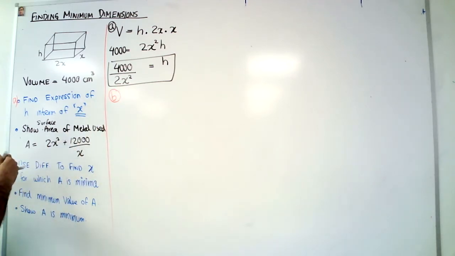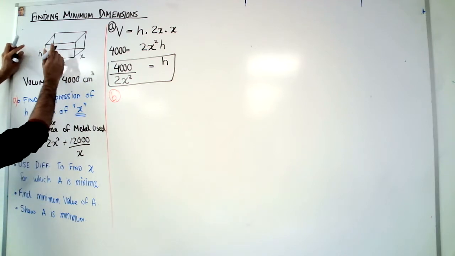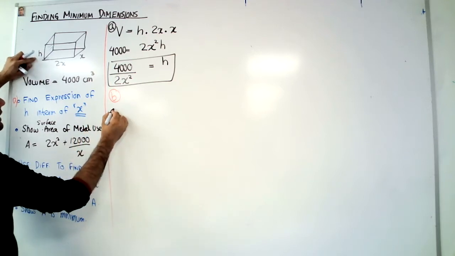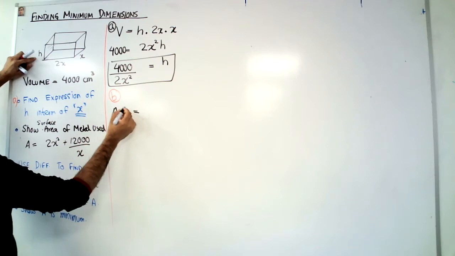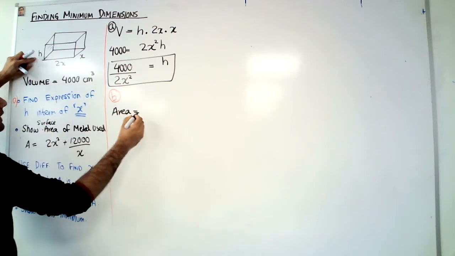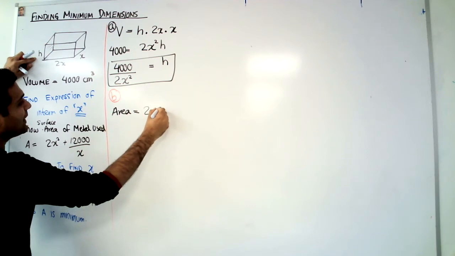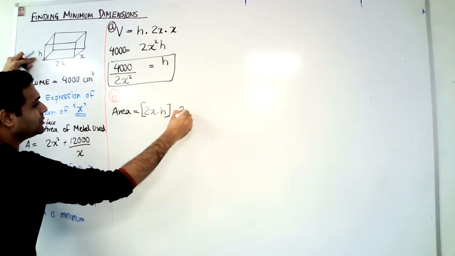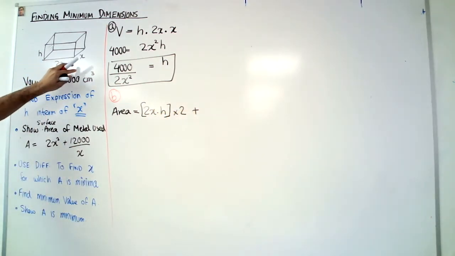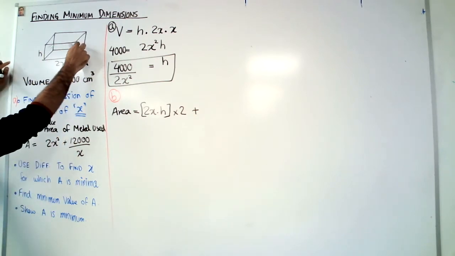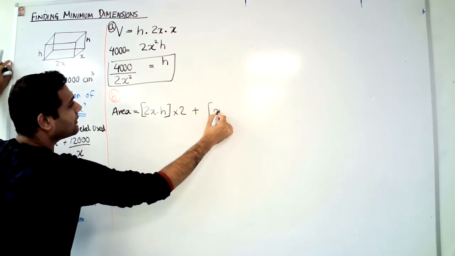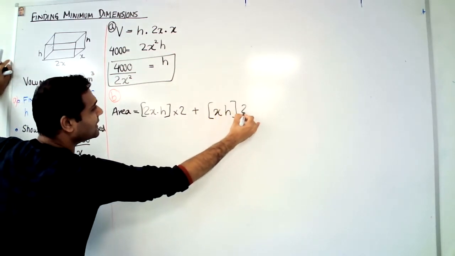Let's find the area. The front side is this times this, so its area is 2x multiplied by h. There is one on the back side too, so I need to double that and multiply by 2. Plus I need the area of this side, and there's another one on the other side. This is x and this is h, so the area of this side is xh, and obviously I need to double it, times 2.